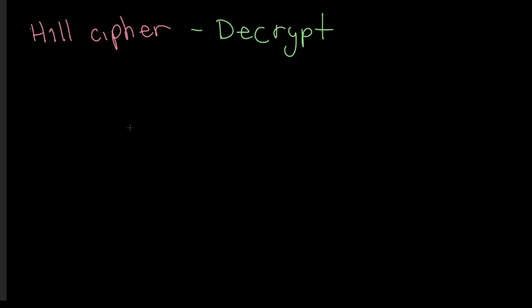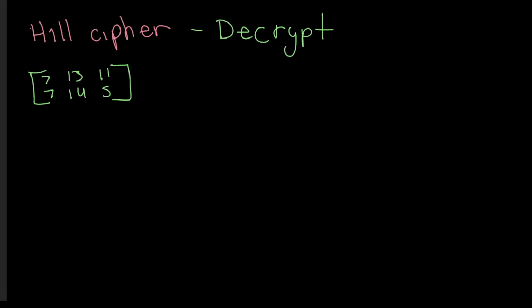Okay, so to start the decryption process, we need a couple things. First off, with the ciphertext that we had before, which was HHNOLF, we need to put that back into its matrix form. So let's go ahead and do that. We have 7, 13, 14, 11, and 5.